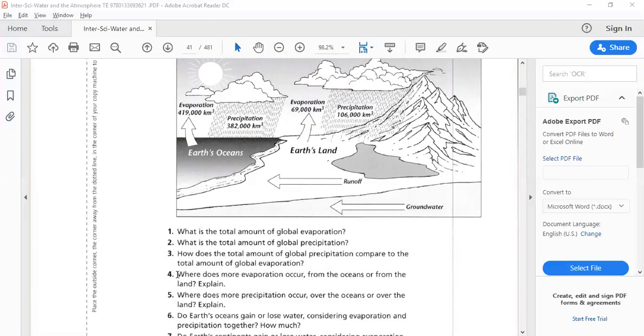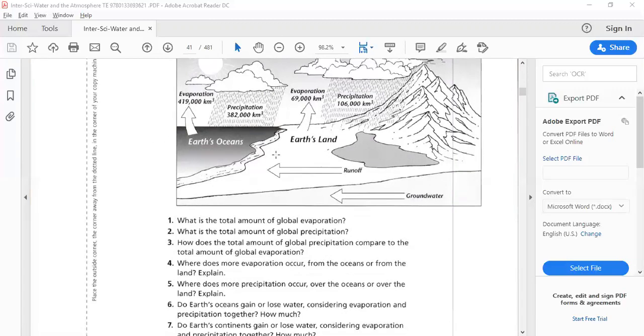Number four, where does more evaporation occur, from the ocean or from the land? Explain. Exactly, it's from the ocean, because 97% of the water content all over the world is in the oceans. So most of the evaporation will come from the oceans.